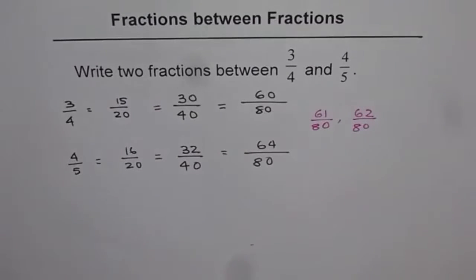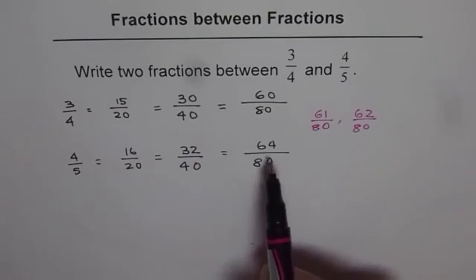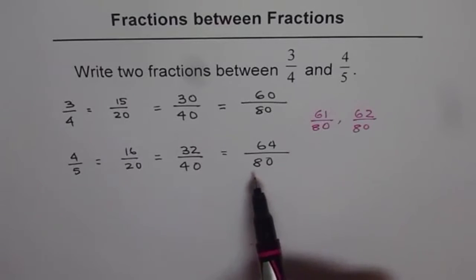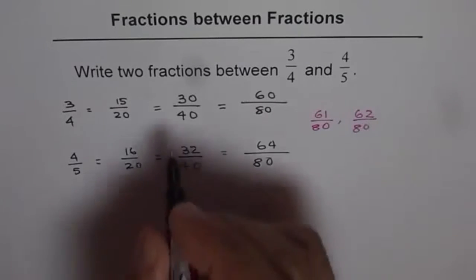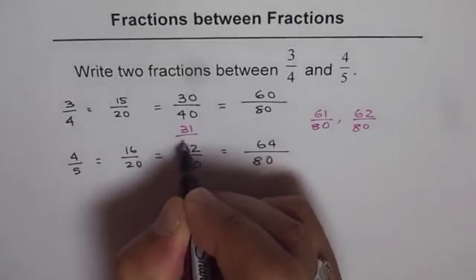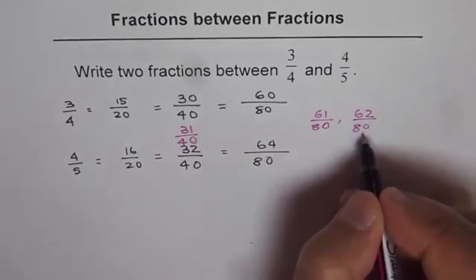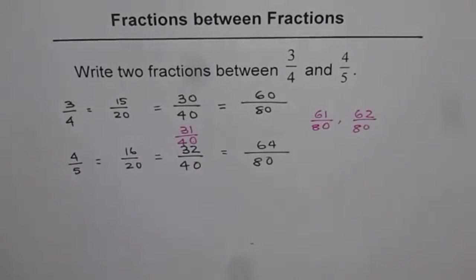So like this, we can write fractions between any two fractions. So the idea is get equivalent fractions of higher order, and then you can write your fractions. Of course, you could have simplified this, right? And as we saw here, we do have 31 over 40, which is same as 62 over 80, right? So like this, we can write fractions between fractions, and you can continue this series and write infinite number of fractions between any two fractions. I hope you appreciate it. Thank you.